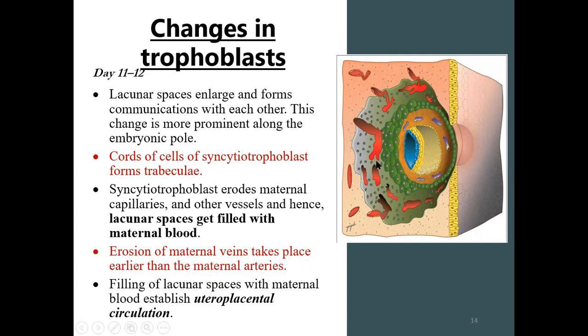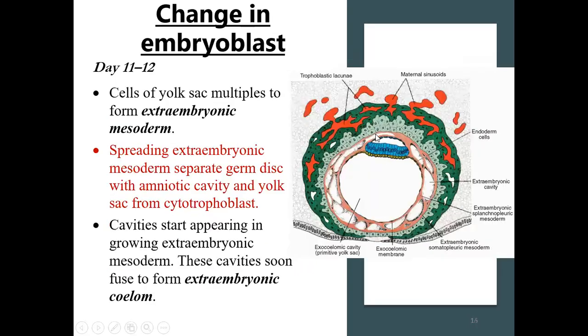So uteroplacental circulation is established at the 11th to 12th day of intrauterine life, and it is by the invasion of the syncytial trophoblast into the maternal capillaries, that is, the maternal capillaries are invaded by the syncytial trophoblasts. Now what are the changes in the embryoblast? The cells of the yolk sac will start multiplying and they will form the extra embryonic mesoderm.